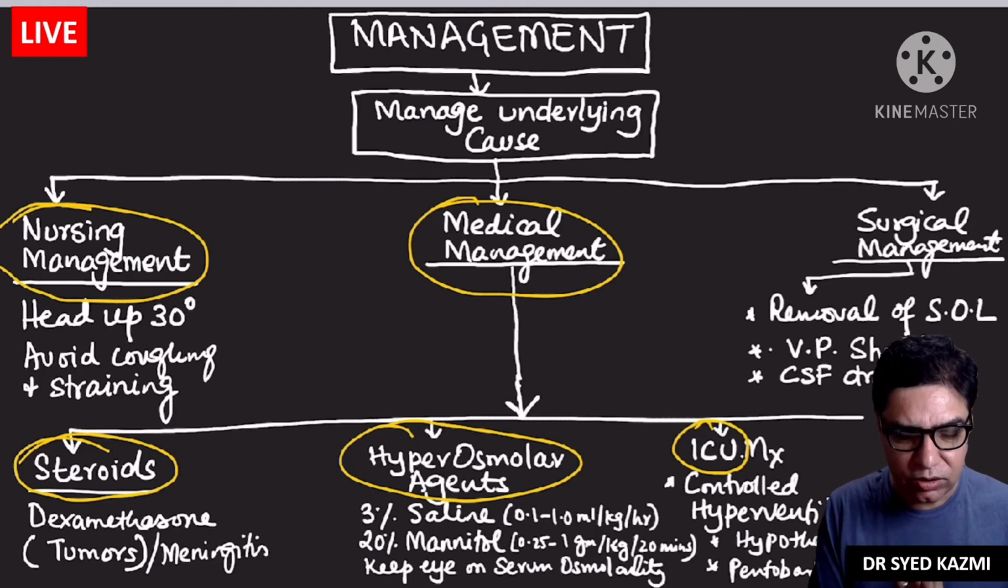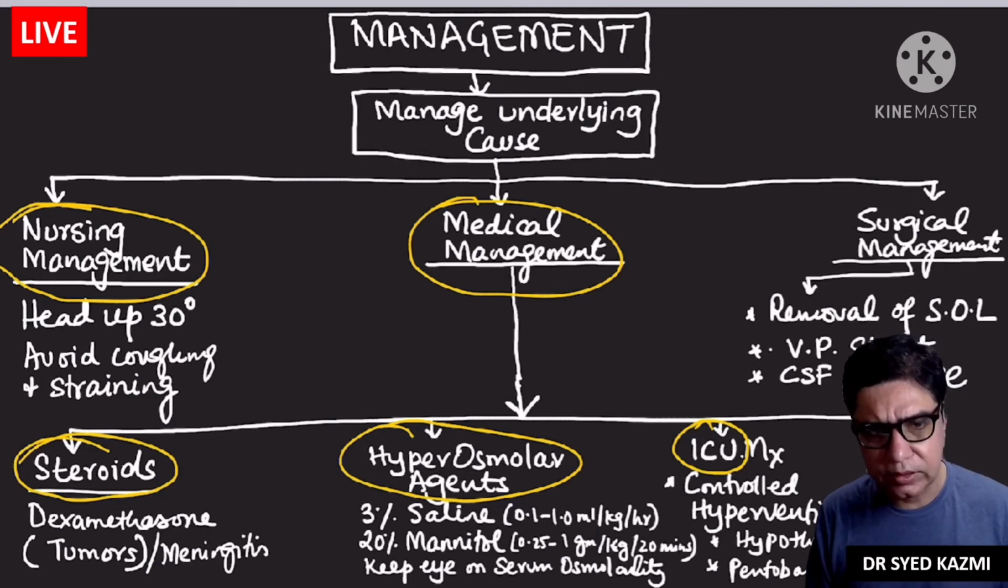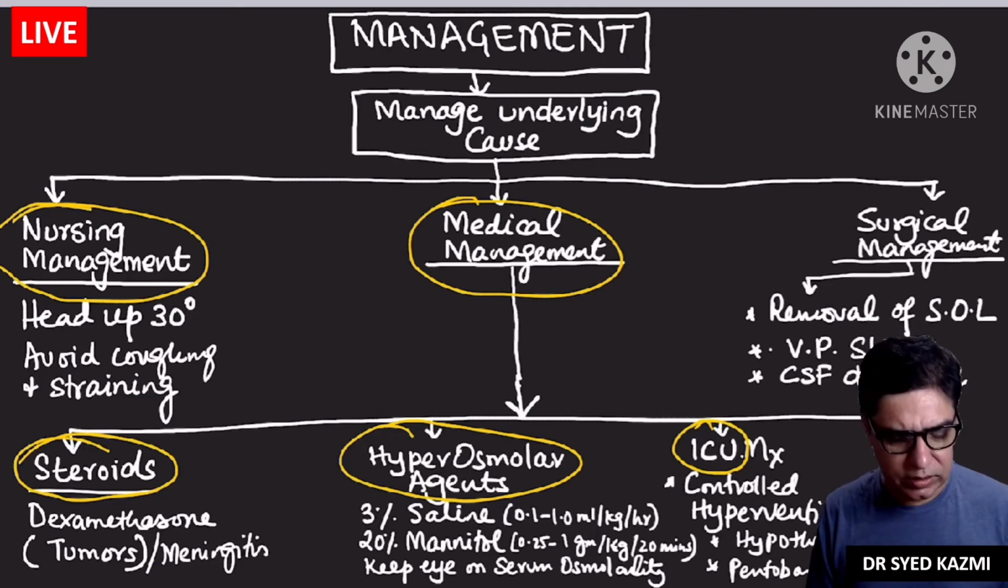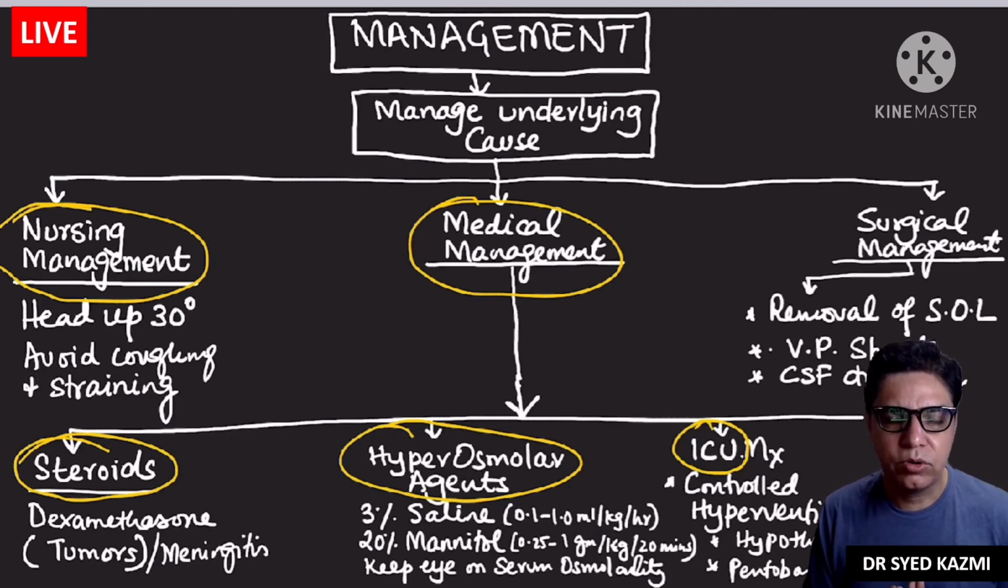Dexamethasone is the drug of choice to use if the vasogenic edema is caused by tumors, or sometimes with infection like meningitis as well, where obviously you have to give antibiotic cover, but you will be adding dexamethasone as well. Now coming down to hyperosmolar agents.